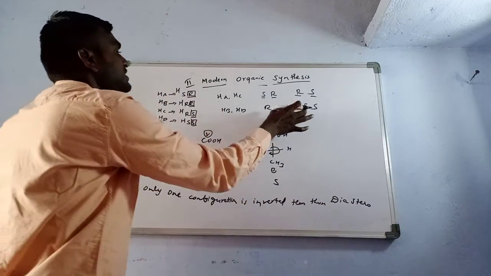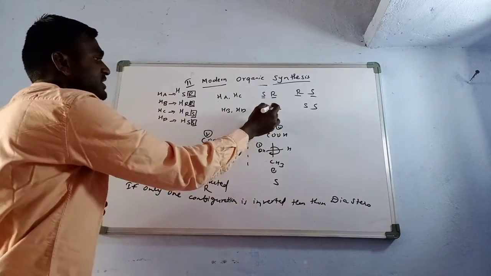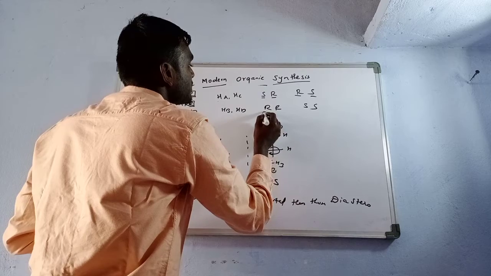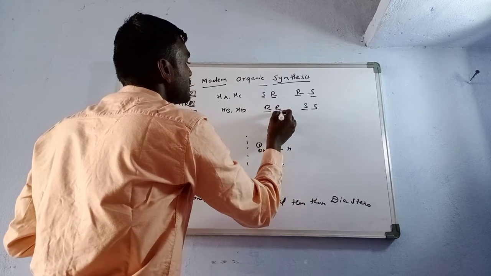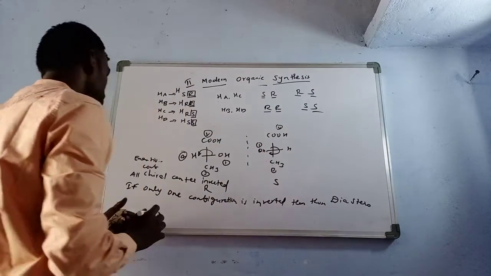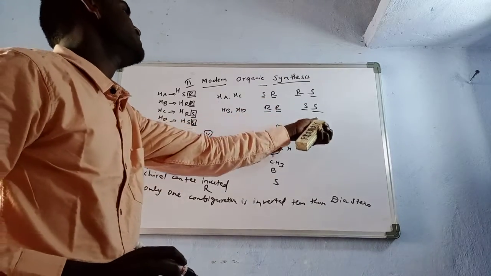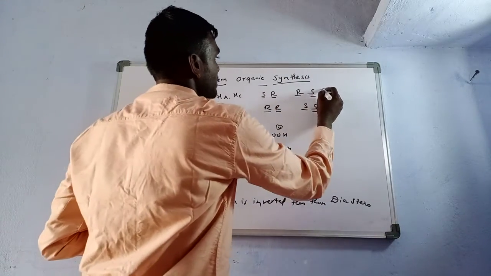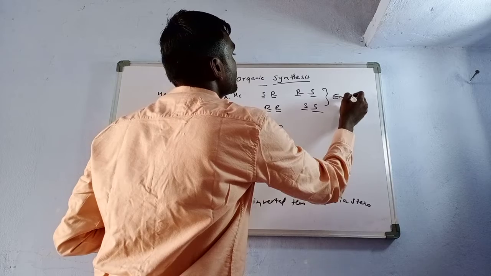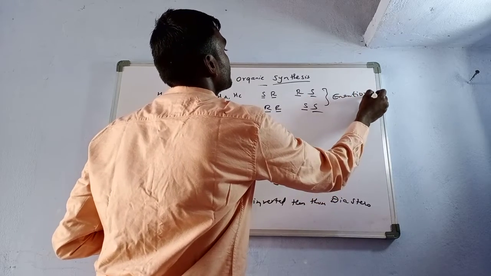If all chiral centers and all chiral center configurations are inverted, that means if it is R, it will be S. If it is R, it will be S. So all chiral configurations will be inverted. Then this relationship is known as the enantiomeric relationship; enantiomers have an enantiotopic relationship.